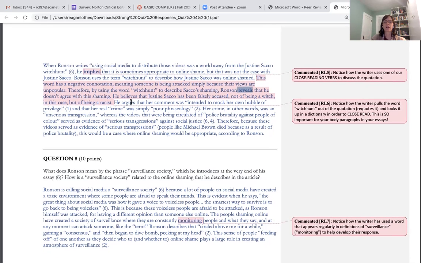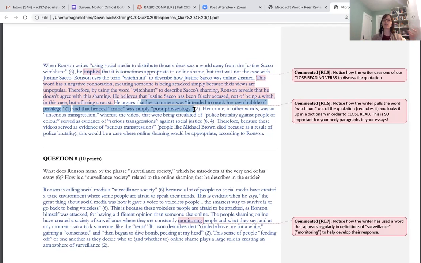So if we continue, he argues that her comment was intended to mock her own bubble of privilege and that her real crime was simply poor phraseology. Okay, and I think this is a strong example too, right, in your body paragraph. So you're going to bring in your core quotations, one from each text, where you have 1 to 2 sentences in the quotation.